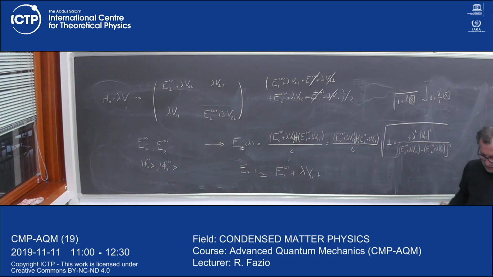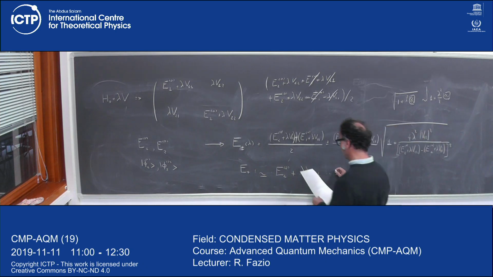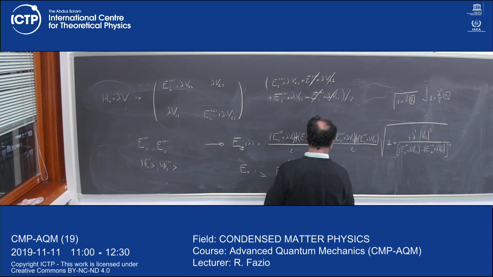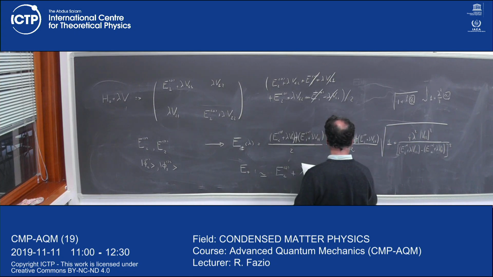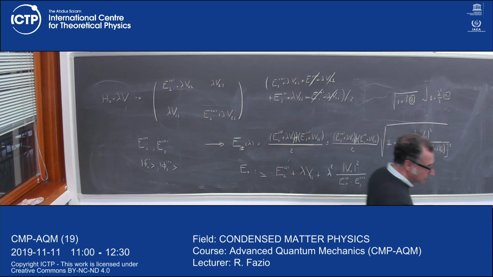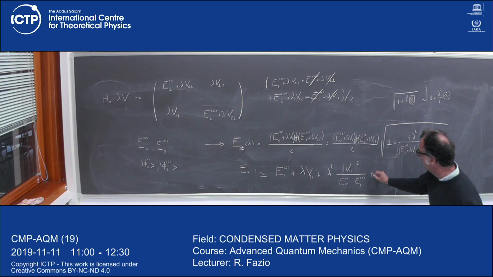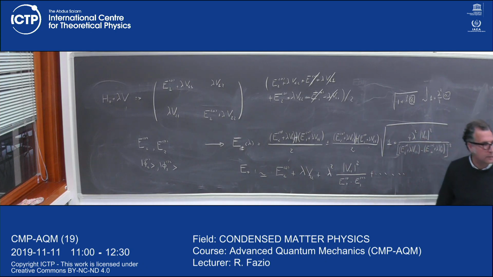Now you do it, and then you find plus lambda square V12 squared over E02 minus, and then there is the rest.